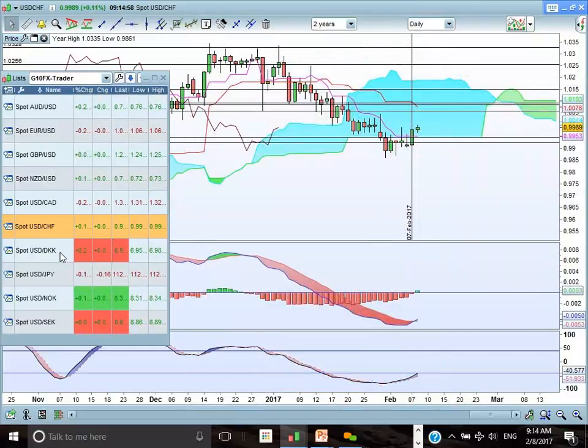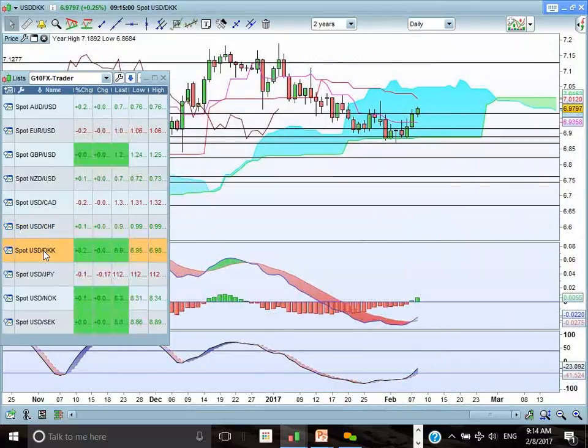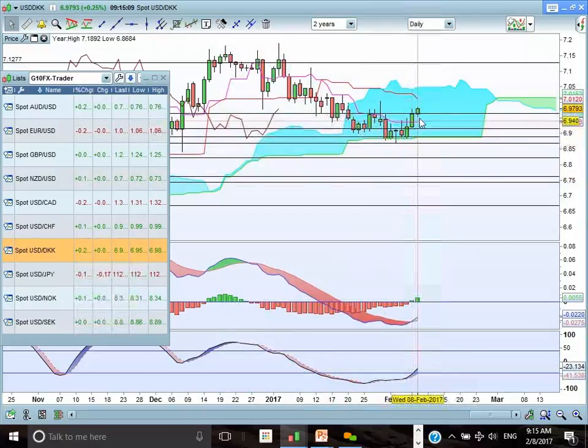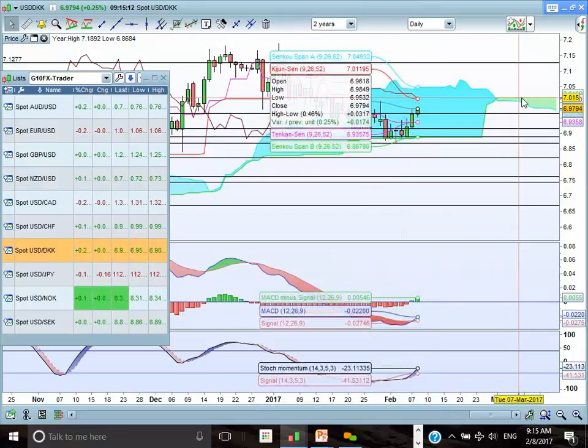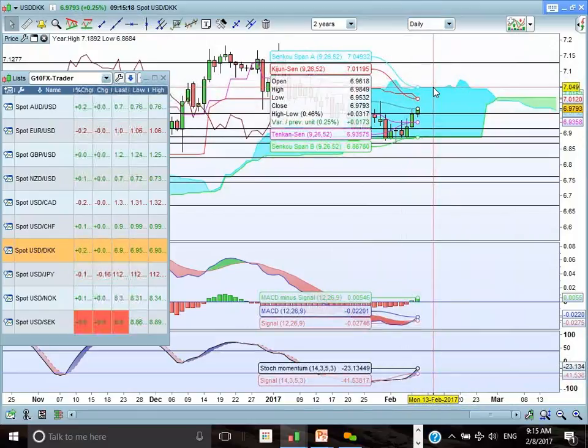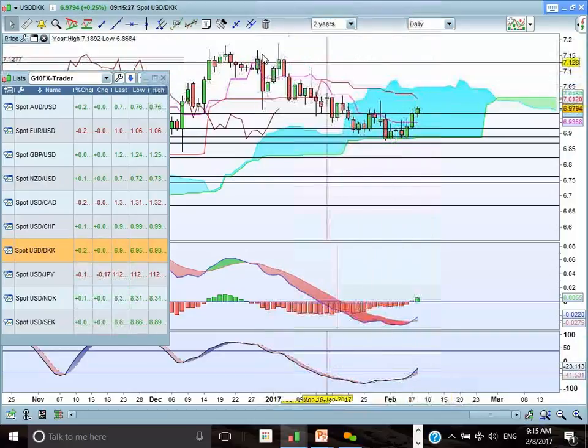Okay. US dollar Danish krone, a very similar situation as the Swiss franc, also rebounding from the bottom end of the cloud support. We've just had a nice MACD buy signal, and potential upside is the first level of resistance at 7.015, the front end of the cloud there, and the next level of resistance at 7.049, top end of the cloud. So watch that for the next level of resistance. And if we break past that level, we'll be retesting these old highs.